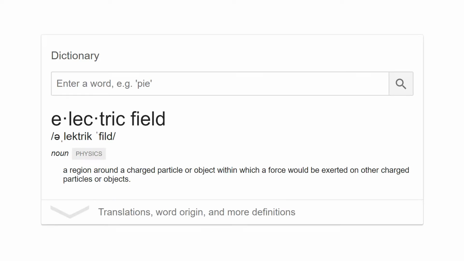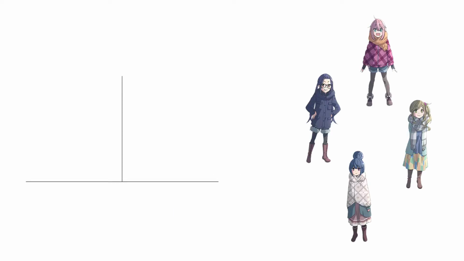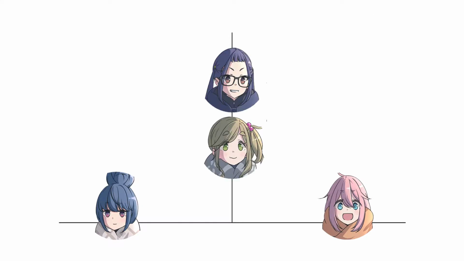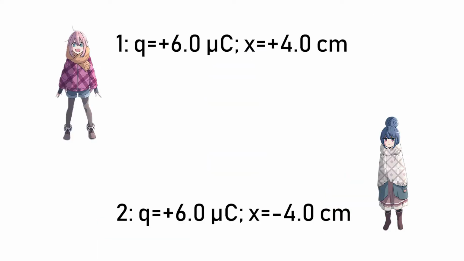Today's question will apply basic knowledge on electric field. There are 4 charges in an isolated system, 2 on the x-axis and 2 on the y-axis. Those on the x-axis are as follows. Positive 6 microcoulombs 4 centimeters east from the center and positive 6 microcoulombs 4 centimeters west from the center.